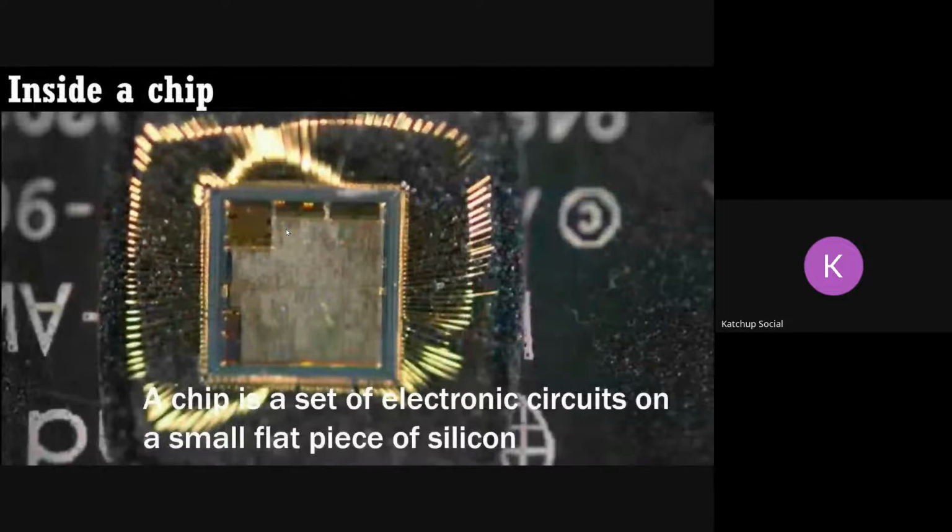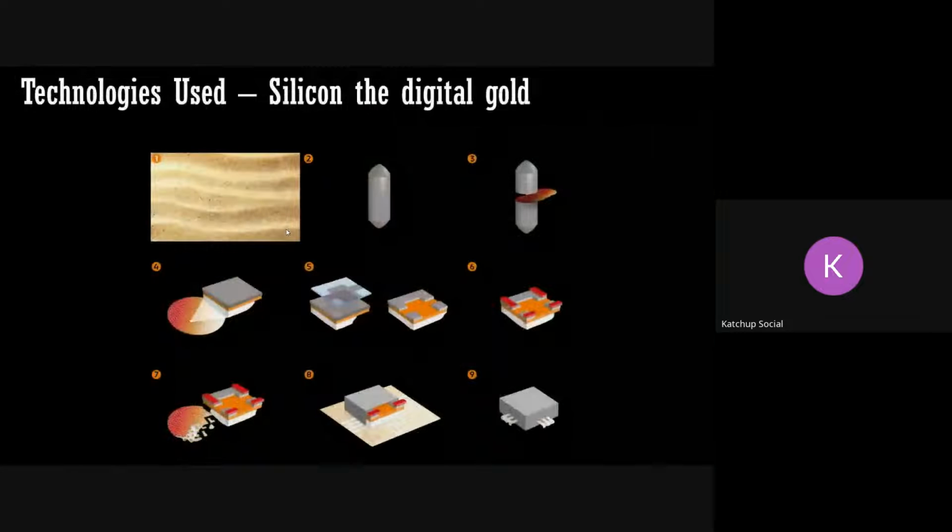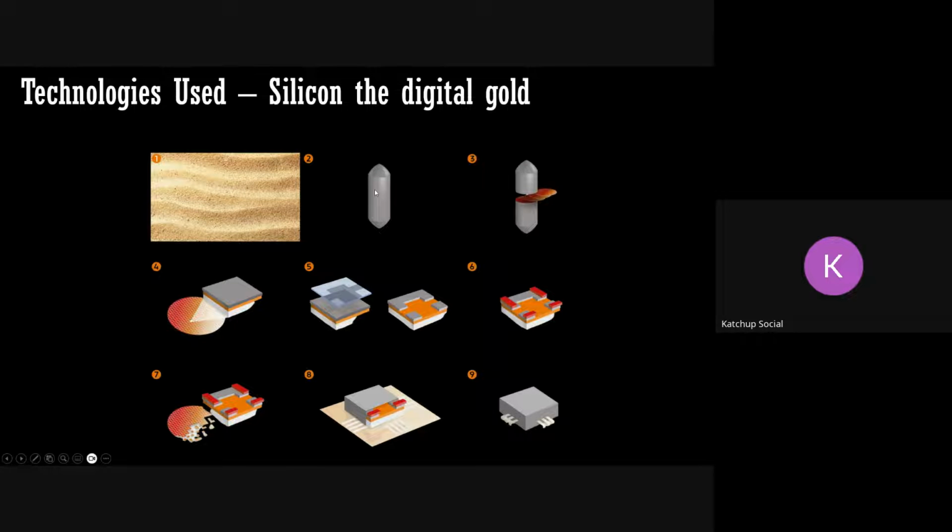So inside a chip, what happens, right? What is the technology which is used? Silicon is converted into these chips. Then wafers are created. Those wafers are fabricated, tested, and this is how these chips are created.